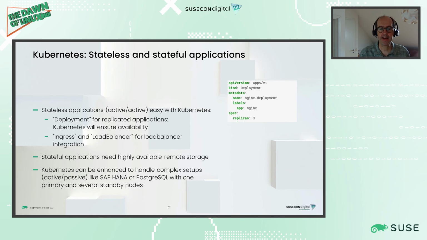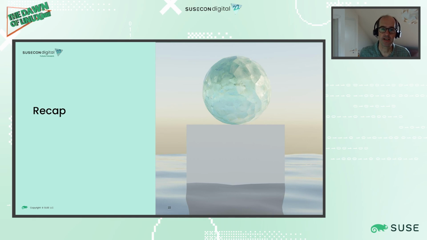But you also can enhance Kubernetes for complex setups where you have an active passive setup where one node needs to know that it's passive and get data, and that might be in a SAP HANA or in a PostgreSQL setup where you have one primary and several standby nodes that need to sync with each other and therefore need to talk with each other. That can be done, but that's not built into Kubernetes. That needs extra work. And with that, I hand it back again to Stefan.